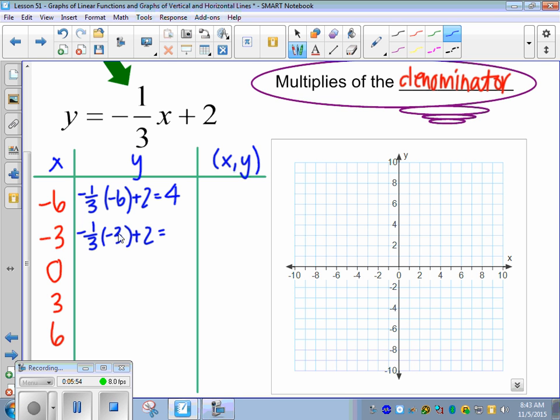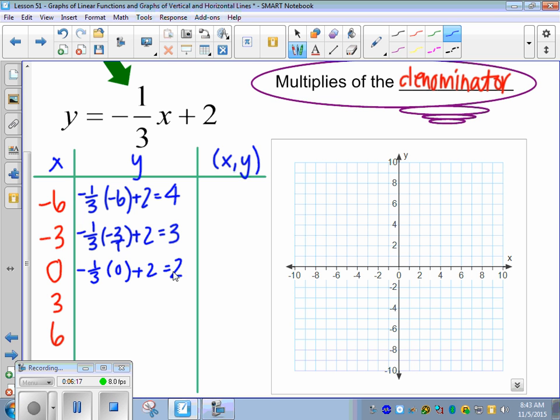Positive 1, right? Because this 3 and this 3 cancel. If you want, you can write these numbers over 1, and then it will show that canceling a little bit easier. So this is going to be positive 1 plus 2 is 3. Negative 1/3 times 0 plus 2. This is 0. I just get 2.